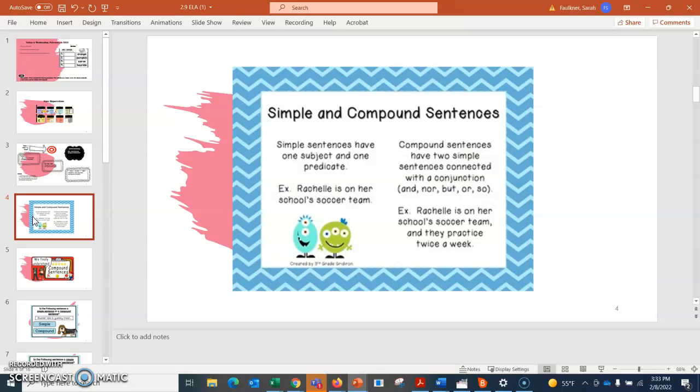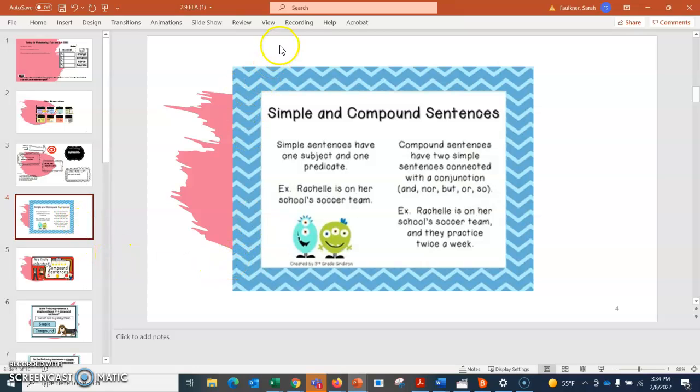For simple and compound sentences, there's a few rules. We want to make sure that a sentence is a complete thought. So it needs a subject and a predicate. The subject is the who of a sentence, who or what it's about. The predicate is what did they do, okay?